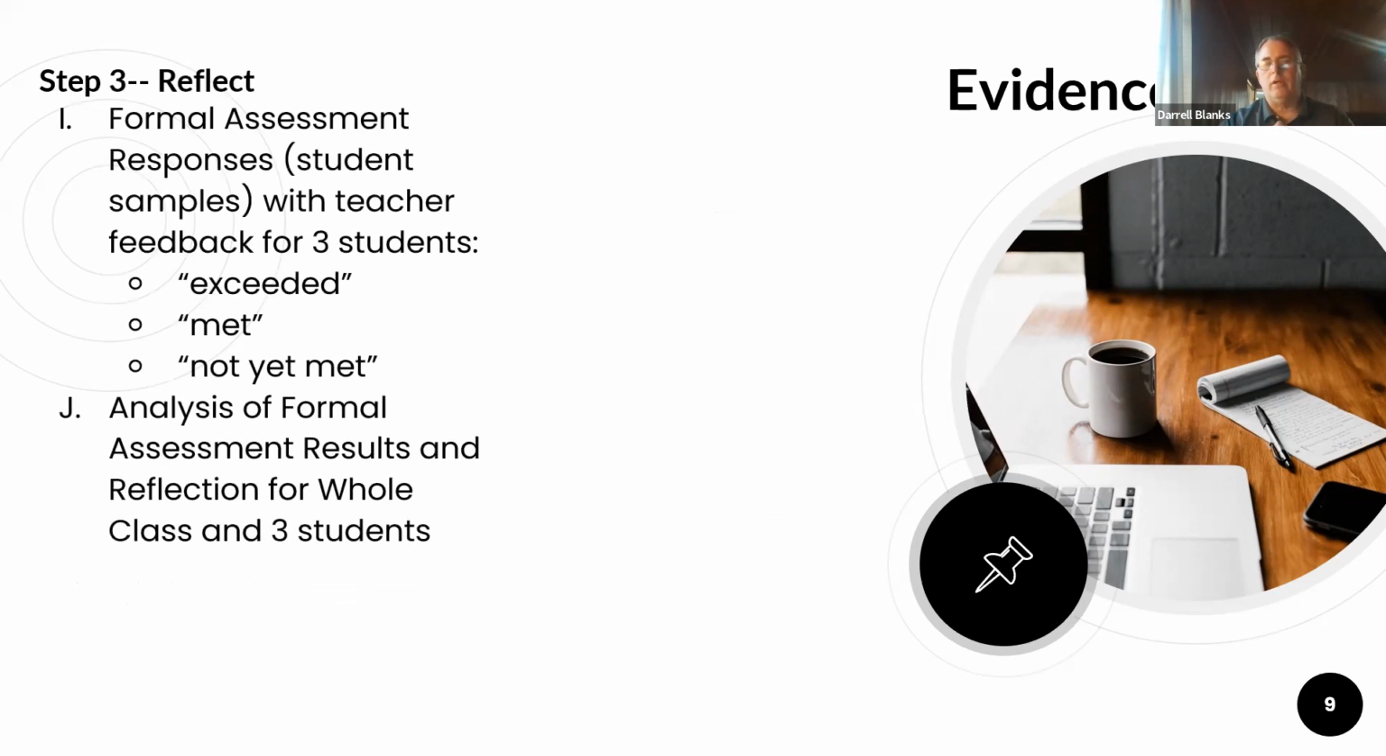In step three, you're going to provide 3 copies of student work. You're going to provide an exceeded, a meet, and a not yet met for the formal assessment. These copies should have a completed rubric with them, and the rubric should have feedback on it, or you should have a mechanism by which you've given feedback and have that described. So like for very young children, maybe you do that orally, and you would write out what you told the student. And then you have to do an analysis of the formal assessment that reflects on how the class and the 3 students did in your series of lessons.